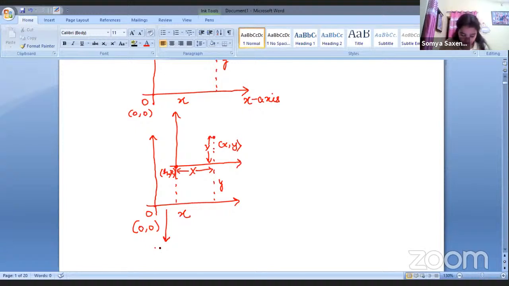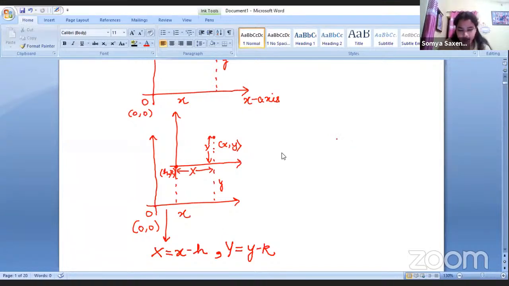So the relation between these will be capital X is equal to x minus h, and capital Y would be equal to y minus k. Okay, let me see the chat. Correct. Right. So we can write it in any way. I'm just writing one of its forms. We can definitely rearrange it in any way.